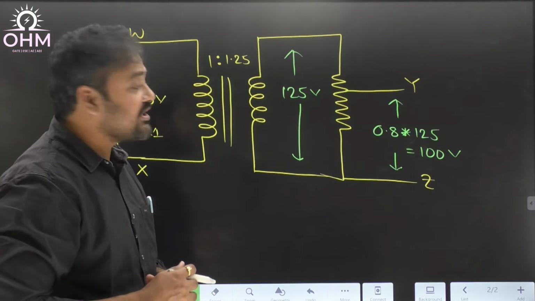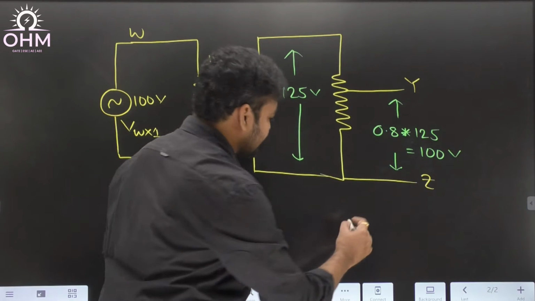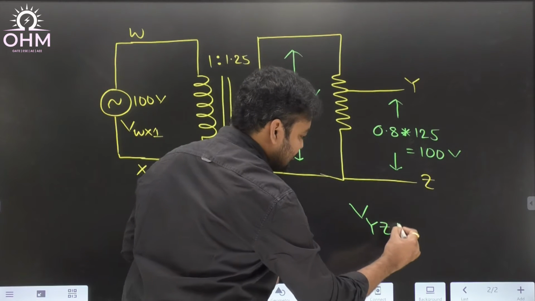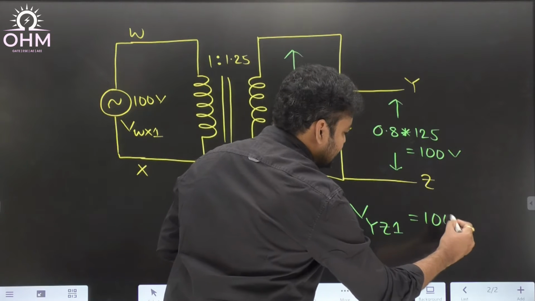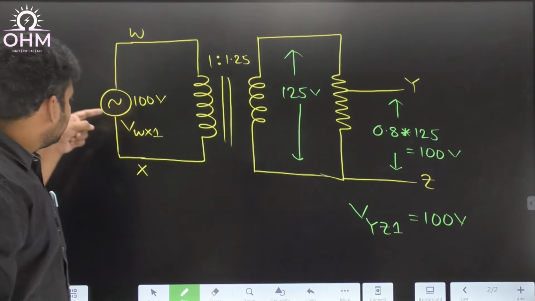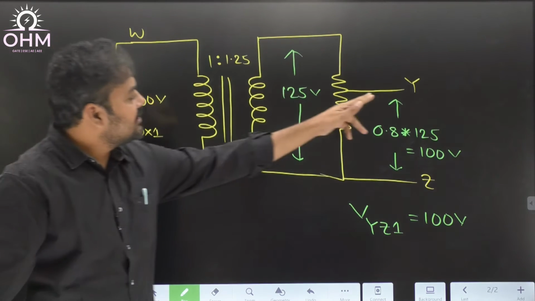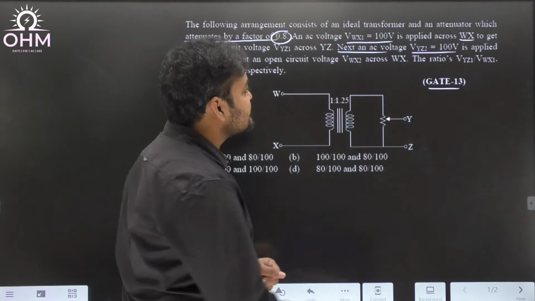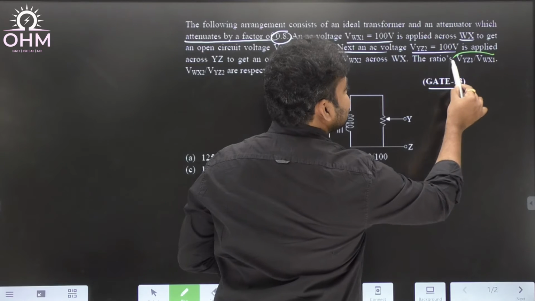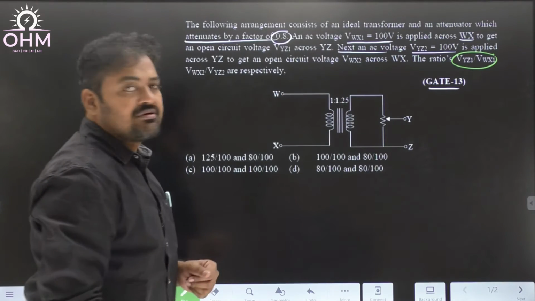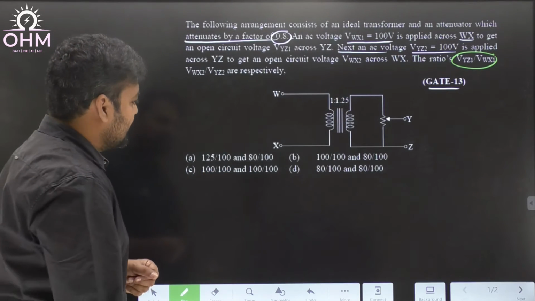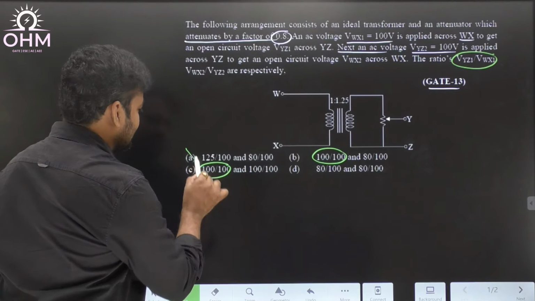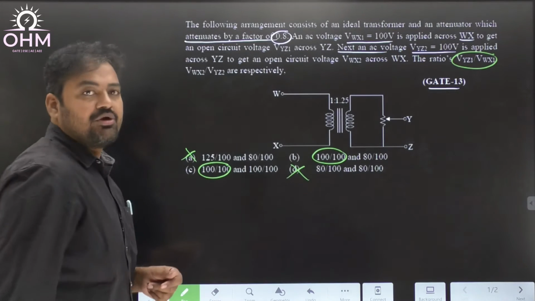Therefore, the voltage that we are getting between YZ terminals, that is VYZ, and this is the first case, so VYZ1 is equal to 100 volt. So I am giving 100 volt as input, and the final output is also equal to 100. Therefore, what is the first ratio? The first ratio VYZ1 by VWX1 is 100 by 100. So 100 by 100 means option B is available, option C is also available. Therefore, A and D are already ruled out.